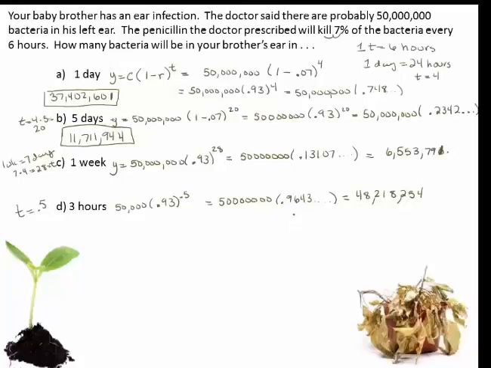Now, we could find out how many days it would take to kill all of the bacteria. We want y to equal 0. So we would set 0 equal to 50 million times 0.93 to the x, and we would have to solve for x. At this point, we don't actually have the mathematical function to do that, but it can be done. Okay, and did that represent growth or decay? Well, we were killing bacteria off, so that represented decay.